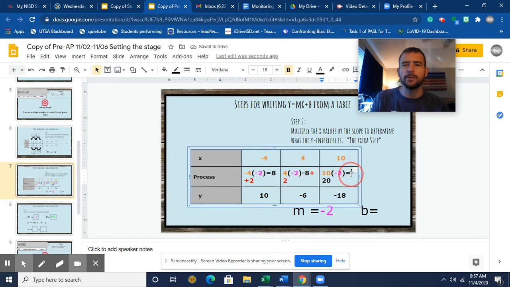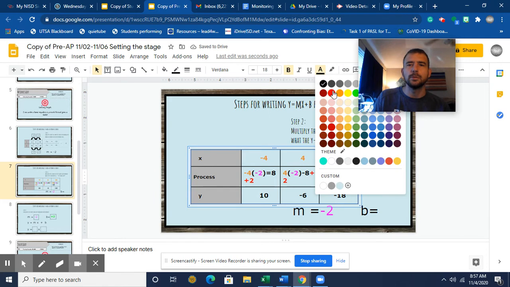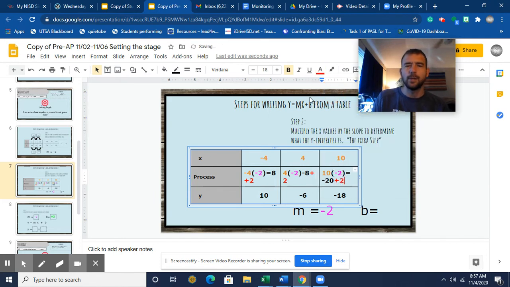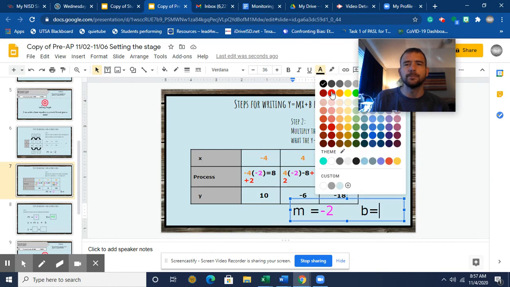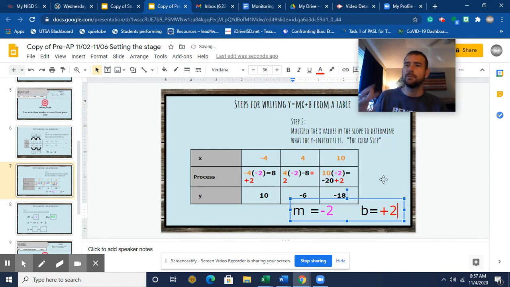And to go from a negative 20 to a negative 18, I need to add 2. We see that we have a consistent change here of plus 2. So that makes my y-intercept a positive 2. So, again, these are all just reviewing these steps. We haven't changed the step. We haven't done anything. At this point is when we had asked you to stop.